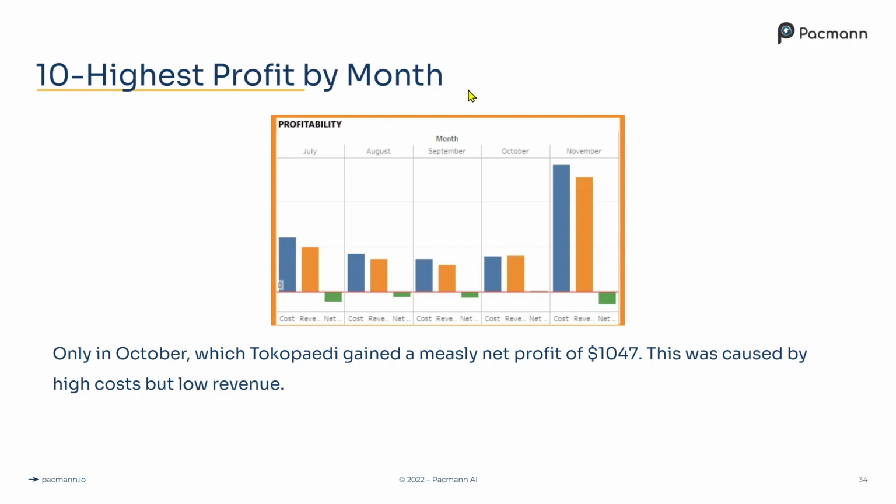Highest profit by month. The highest profit by month is depicted by this green chart, which is the net profit, the revenue minus the cost. And Tokopedia only gained a small net profit in October, by a measly amount of $1,047. And this was caused by a high cost but low revenue.